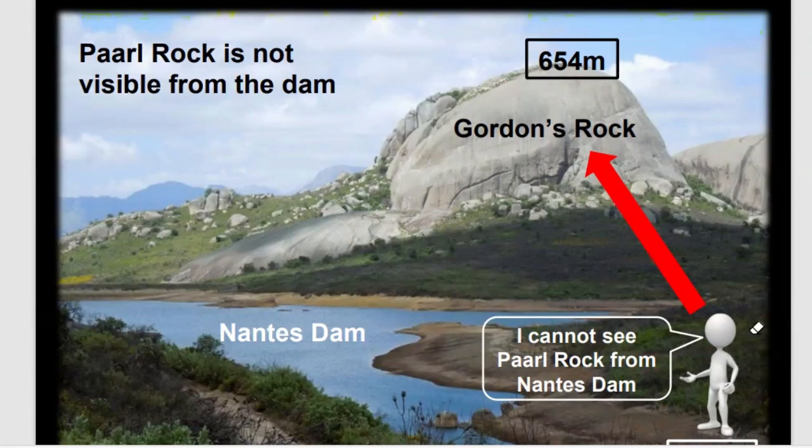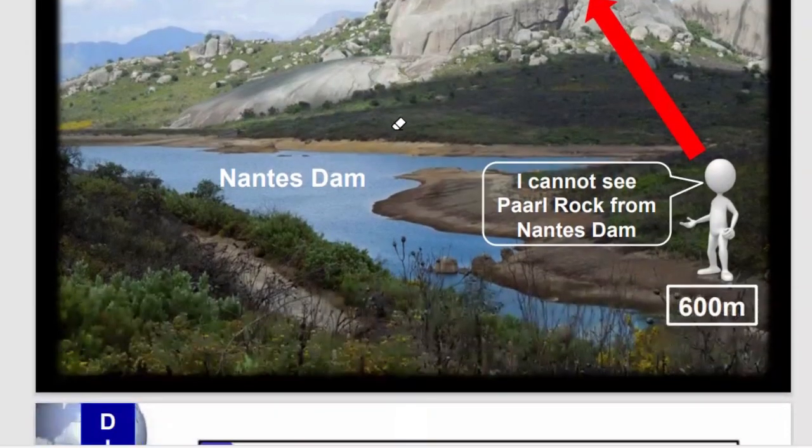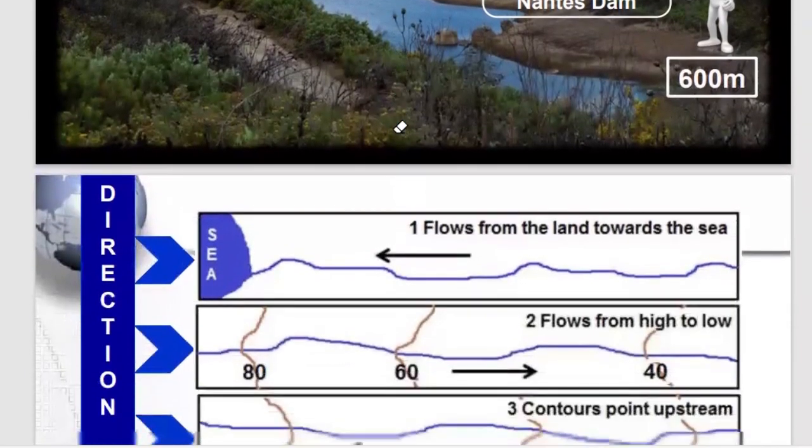So this guy here cannot see the Pearl Rock, which is somewhere behind Gordon's Rock and is not even the height of Gordon's Rock. So Gordon's Rock is an obstruction. You cannot see the Pearl Rock from this dam because Gordon's Rock is much higher at 654 meters, way above the height of Pearl Rock, which is behind it. That's the visual illustration of intervisibility.